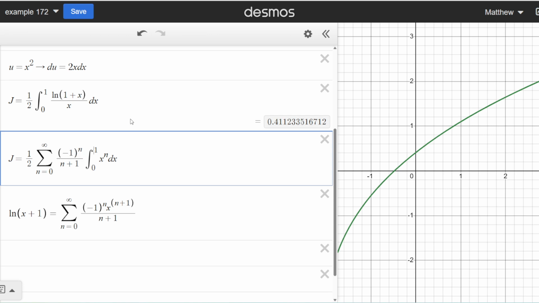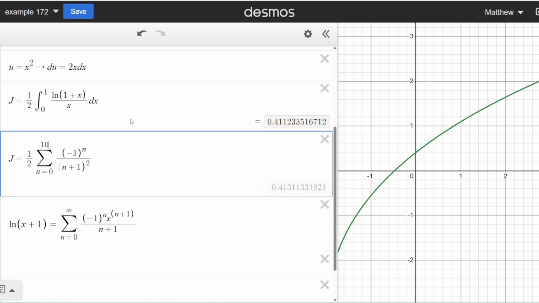All right, and then we evaluate this. This is going to be x to the n plus 1 over n plus 1 from 0 to 1. That's just going to be 1 over n plus 1. So we get negative 1 to the n over n plus 1 squared. And again, I'm just going to check that.